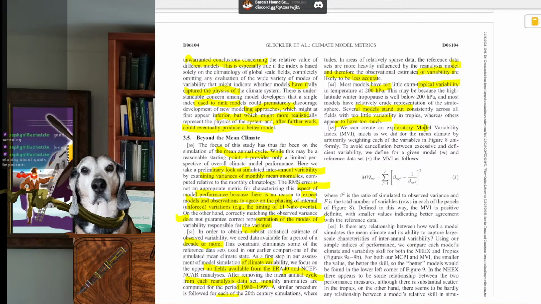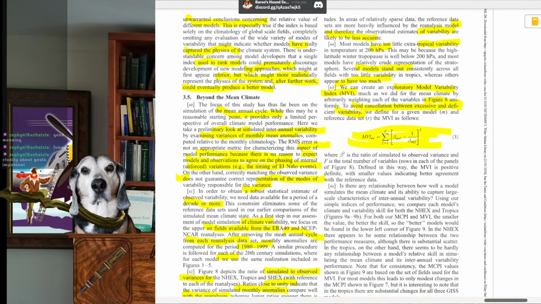We can create an exploratory model variability index, MVI, much as we did for the mean climate by arbitrarily weighting each of the variables in figure 8 uniformly to avoid cancellation between excessive and deficient variability. We define it for a given model M and reference data set R as follows, right? So there is how he's computing this variability, where beta squared is a ratio of simulated to observed variance, and F is the number of variables, rows of each panel in figure 8, right?